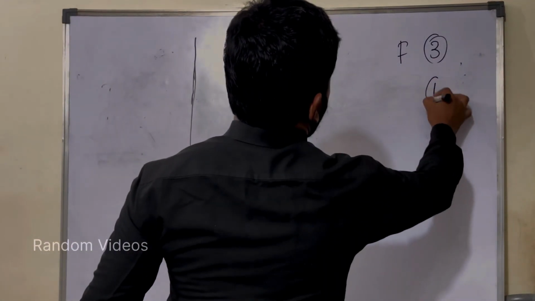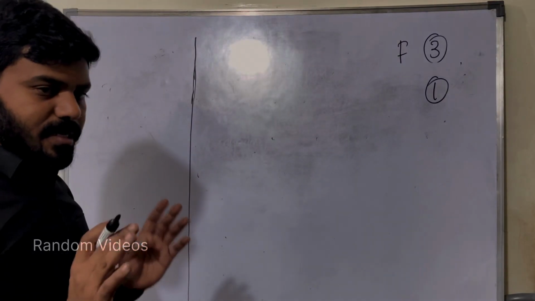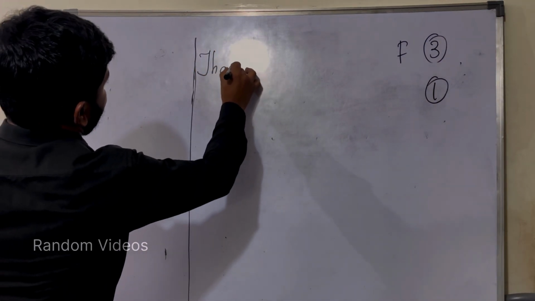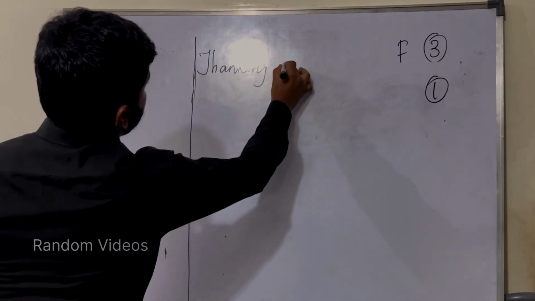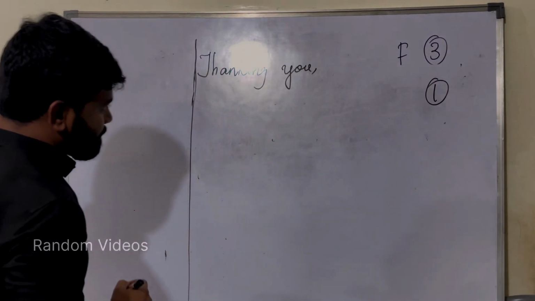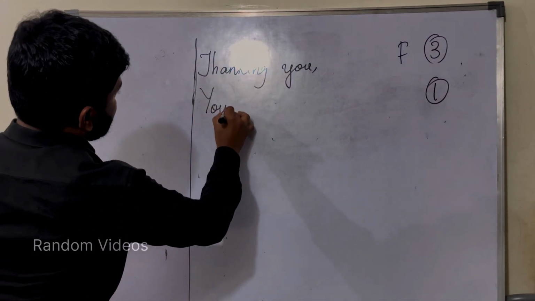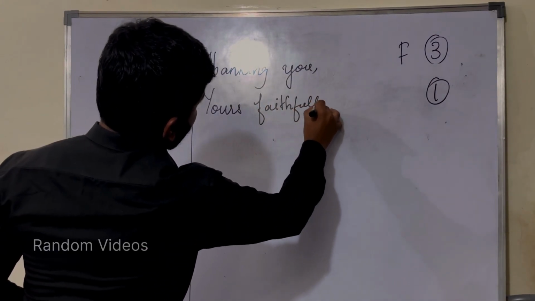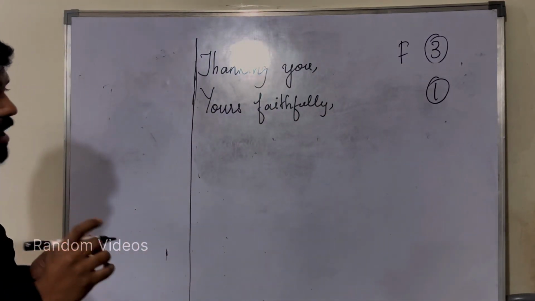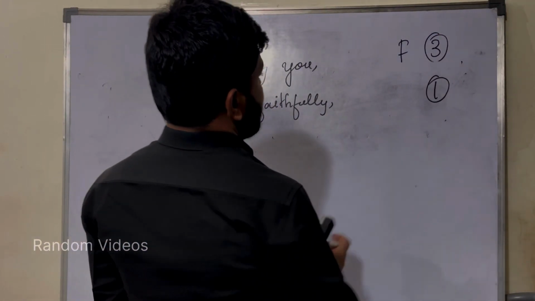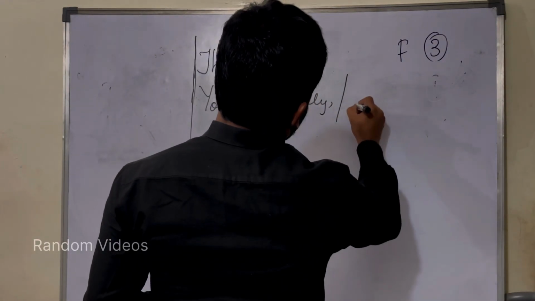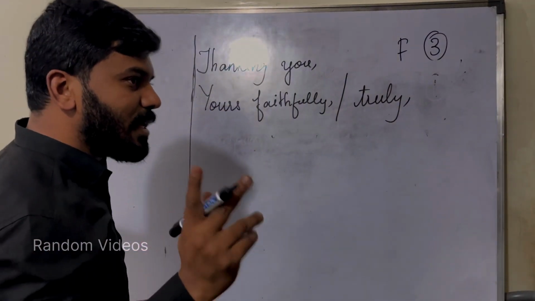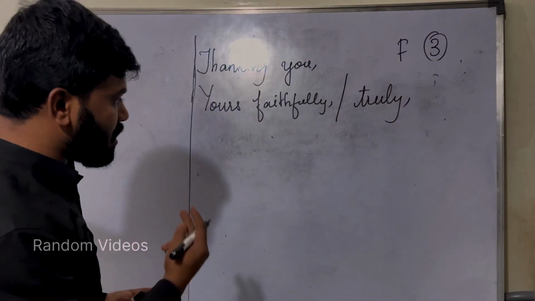Subscription has 1 mark. So how do you write a correct subscription? Subscription: T capital, "Thanking you," comma, "Yours faithfully," or here you have an option, "Yours faithfully" or you can write "truly", and you have to write your full name. You should have written 2 names.